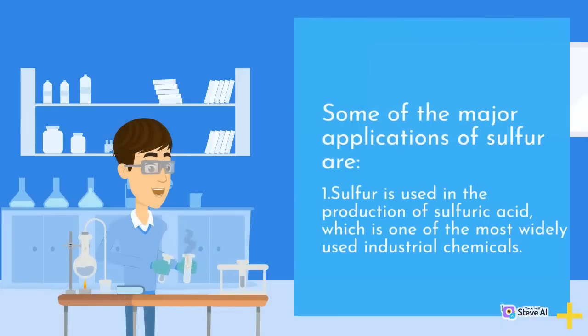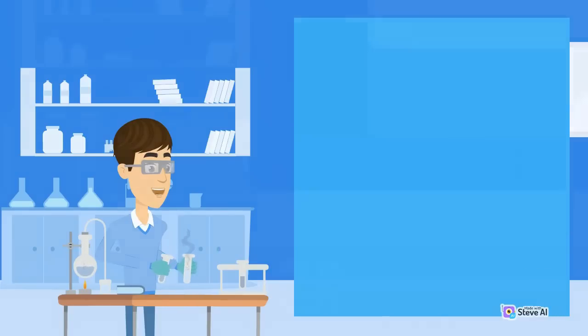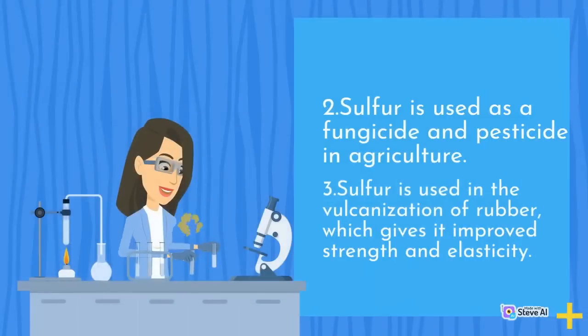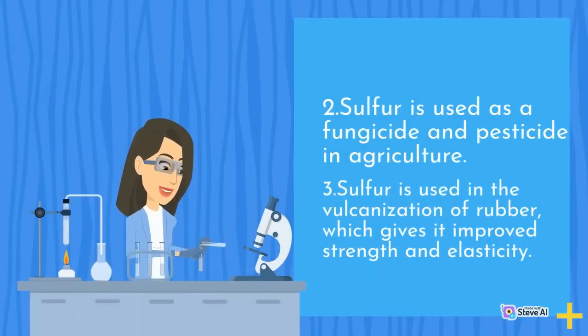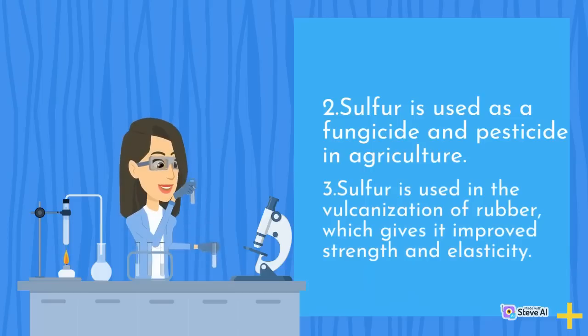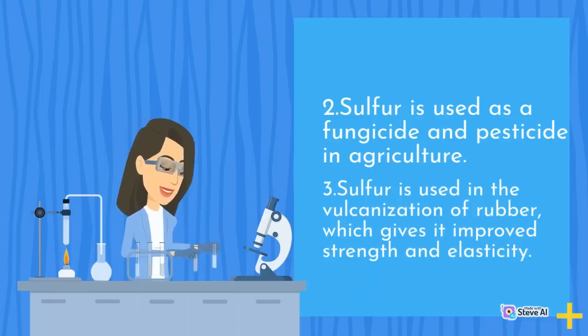Sulfur is used in the production of sulfuric acid, which is one of the most widely used industrial chemicals. 2. Sulfur is used as a fungicide and pesticide in agriculture. 3. Sulfur is used in the vulcanization of rubber, which gives it improved strength and elasticity.